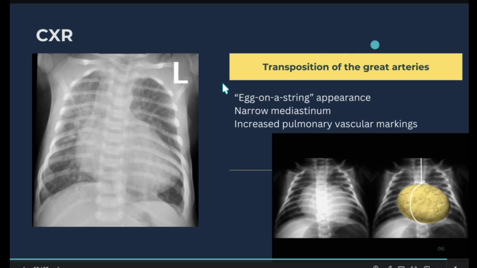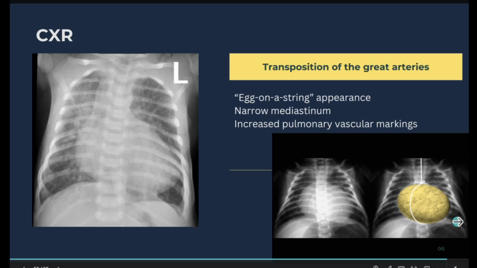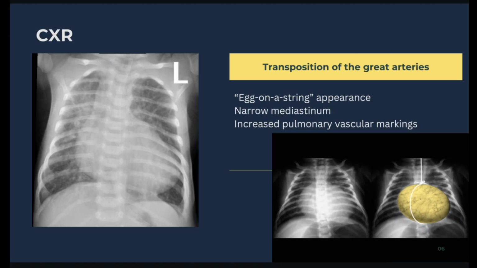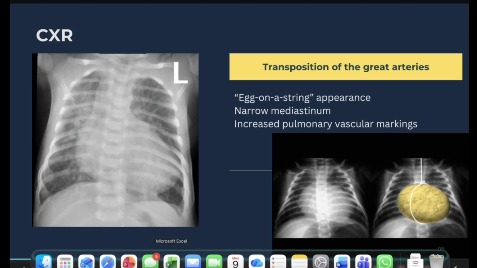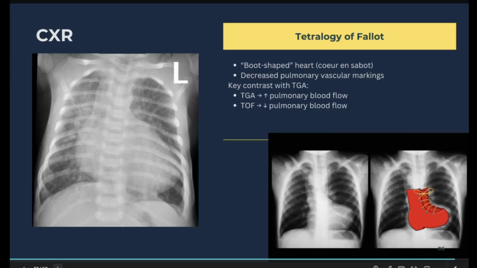So this would be an egg on a string appearance. This is quite historical, and this is how they would describe it previously. You can see that the mediastinum has narrowed, and there are more pulmonary vascular markings, which you can see here and here on the side. But yeah, they usually call this egg on a string, which I find quite funny because you need some imagination to come up with that. So this would be transposition of great arteries. And then tetralogy of Fallot is actually the boot-shaped heart that someone has mentioned.